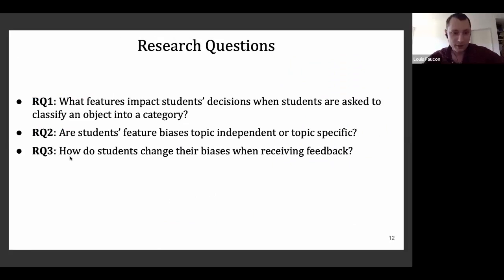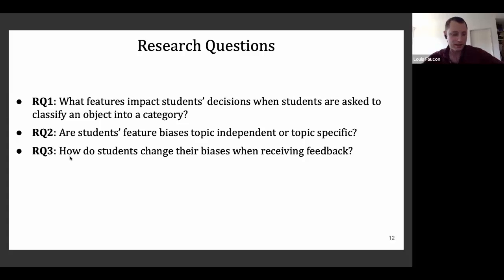So based on this motivation, I wanted to run a project to answer several research questions, such as: what features do students look at when they answer questions of classification of objects? And also, the features that students look at, I will call this the bias of the students. If a student has a particular interest for a given feature, I will call it the bias of the students. And are the biases for features dependent on the topic of the examples selected or not?